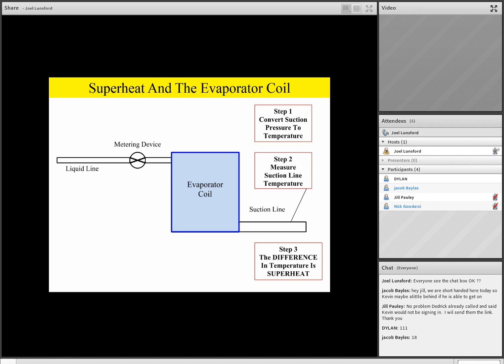So again, there's only 3 conditions that evaporator coil can ever be in. It can be flooded, there's too much liquid in the coil.